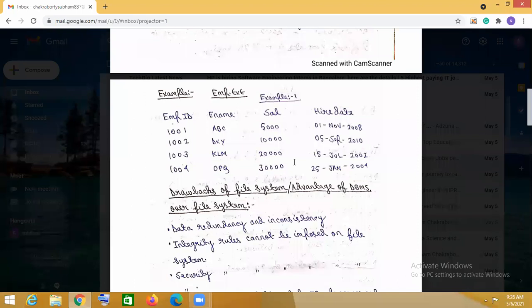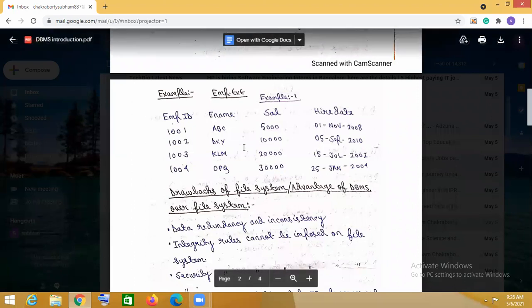But in case of DBMS, if you try to enter the same piece of data again, it will show that it is already stored. But in case of the file system, no such constraint or thing happens. So that's why this is a drawback of the file system. Data redundancy means the condition that occurs when the same piece of data is stored in multiple places. And what is data inconsistency?